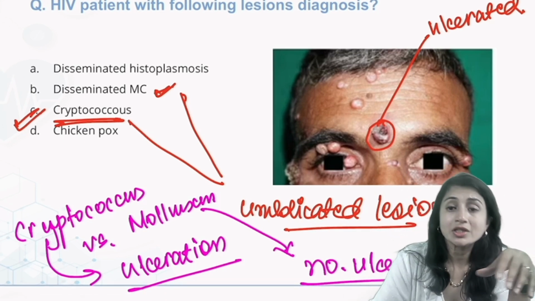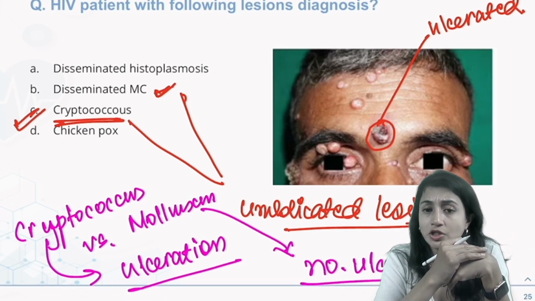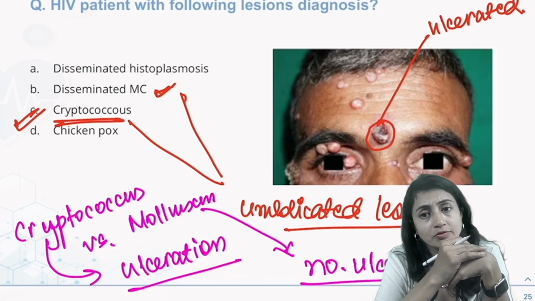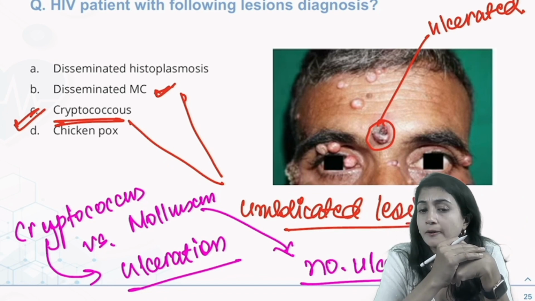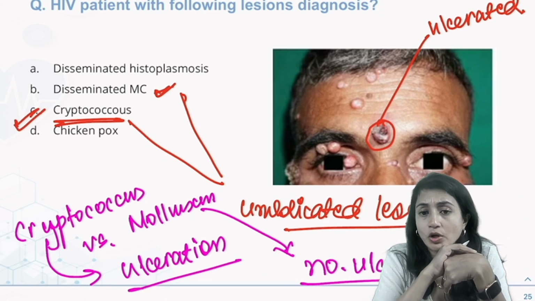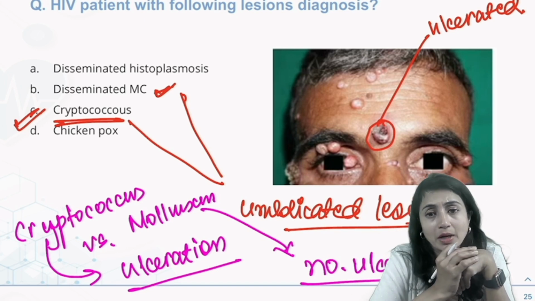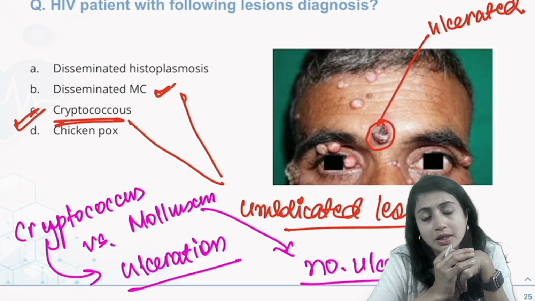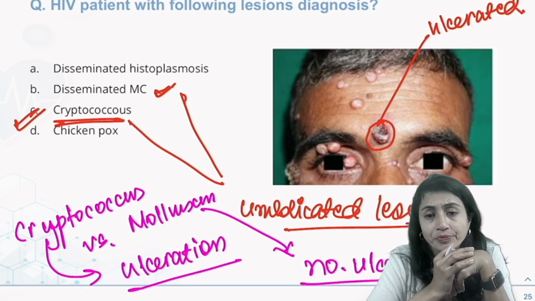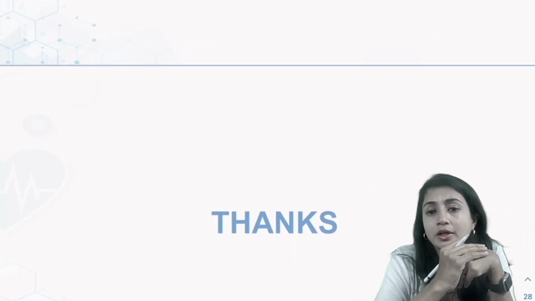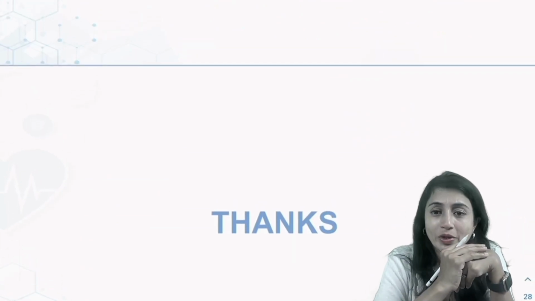So I would request you to send me your questions, options, or if you think some figure was different, and I can help you out with the exact answer. With this question, with this image, cryptococcus would be my preferred answer because I can see ulceration here, right? So these were the dermatology questions that we got. If there were any other questions, you're most welcome to share with us.